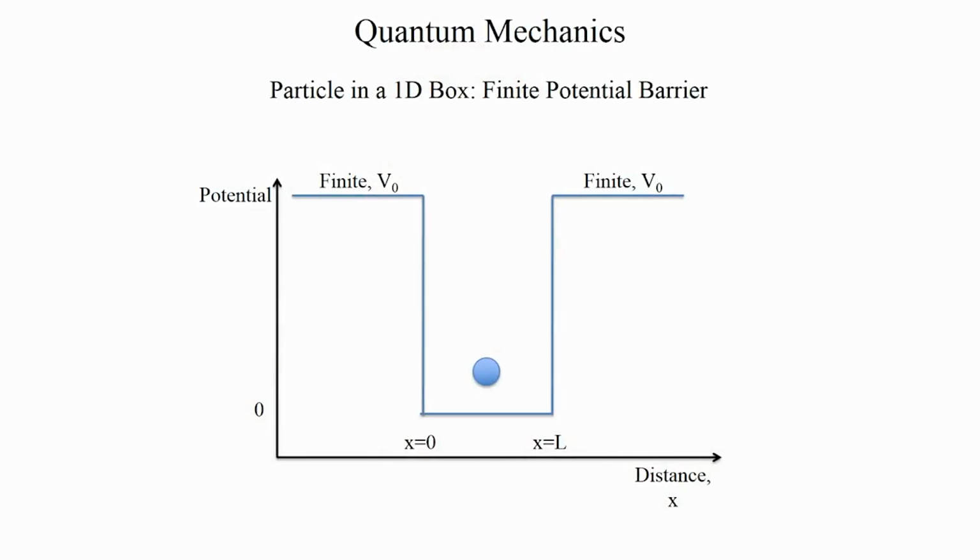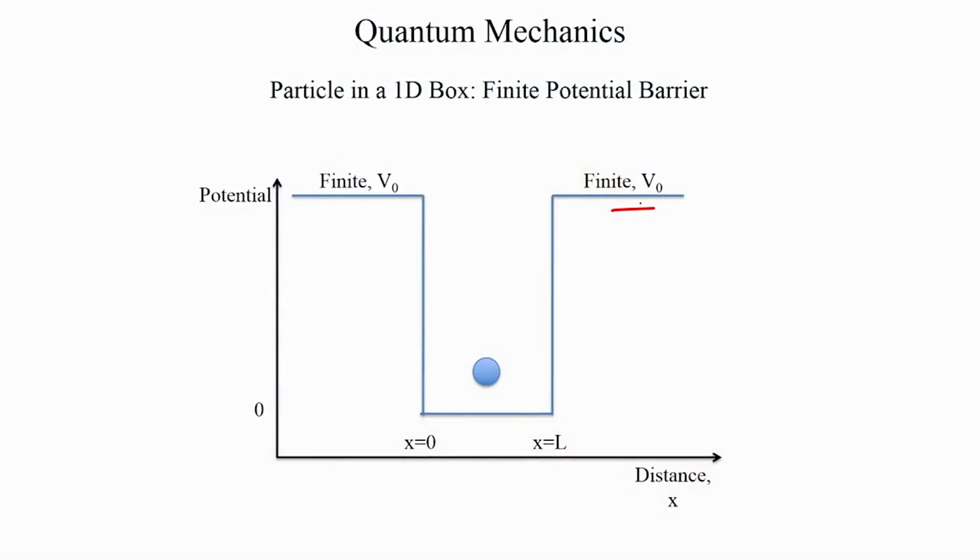So, let us now consider the next case, which is the particle in a one dimensional box, but instead of the potential being infinitely large outside this box, we will now lower the potential to a finite value. It is exactly the same kind of potential profile, but the big difference is that these potentials that you see here were initially infinite, and I have now made them finite with a value of V naught, and this is no longer infinity.